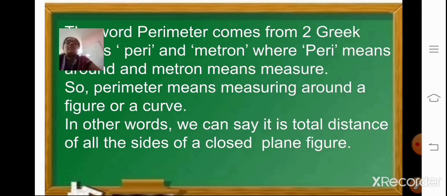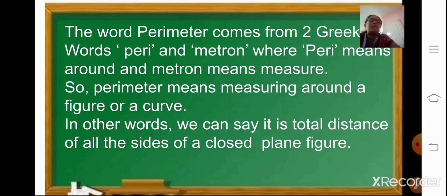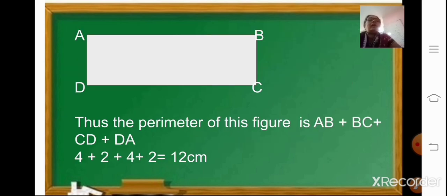Now what does perimeter mean? Children, the word perimeter comes from two Greek words, peri and metrion, where peri means around and metrion means measure. So perimeter means measuring around a figure or a curve. In other words, we can also say that it is the total distance of all the sides of a closed plane figure. Now let us take a quick look at this figure.